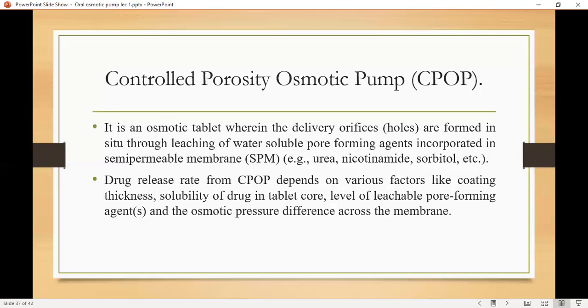It means the porosity of the semi-permeable membrane is controlled, and it is in the form of an osmotic tablet. We actually include these agents which leach out of the semi-permeable membrane and make holes on the surface of the membrane. Therefore, these are called controlled porosity osmotic pumps.